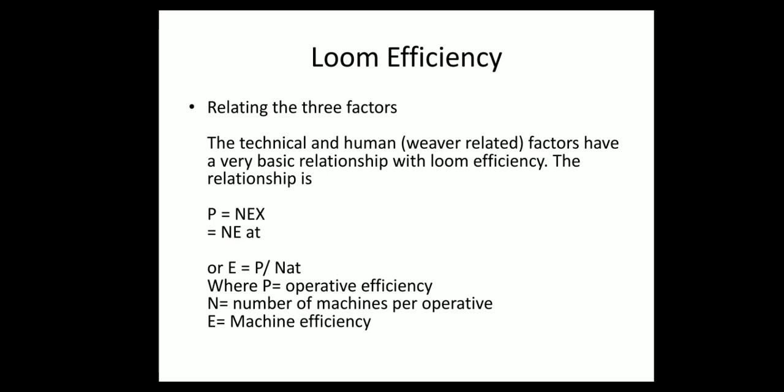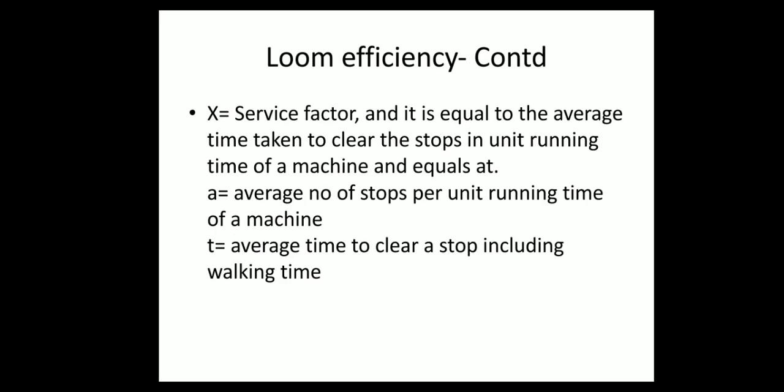The relationship is, as you see, E = P / (N·A·T), where P is the operative efficiency, N is the number of machines per operative, E is the efficiency, X is the service factor, and X equals the average time taken to clear the stops in unit running time of a machine, and equals A times T, where A is the average number of stops per unit running time of a machine, and T is the average time to clear a stop including walking time.